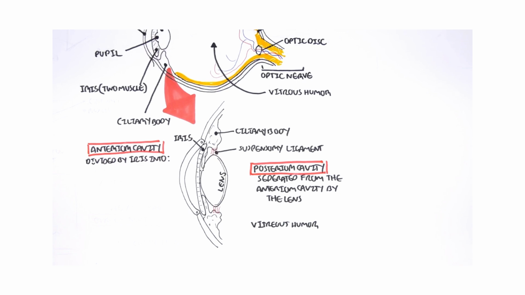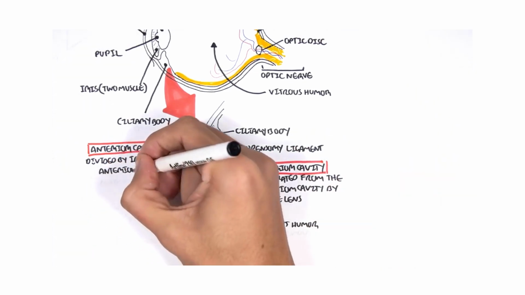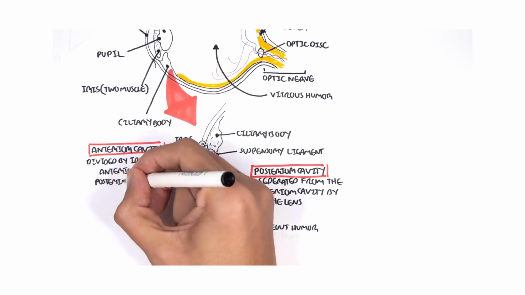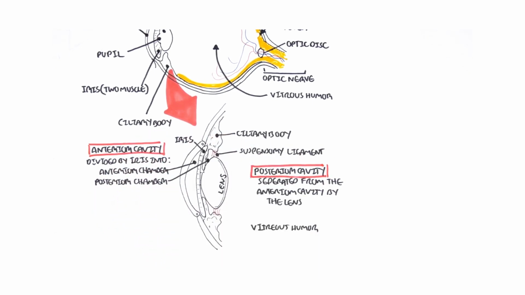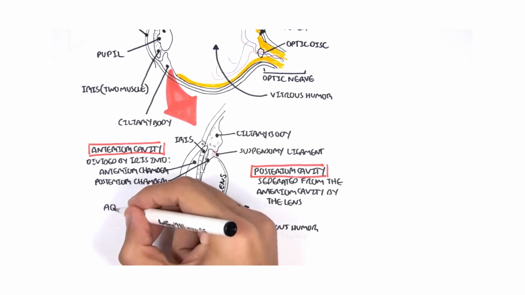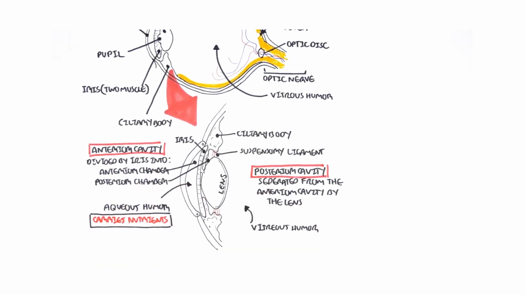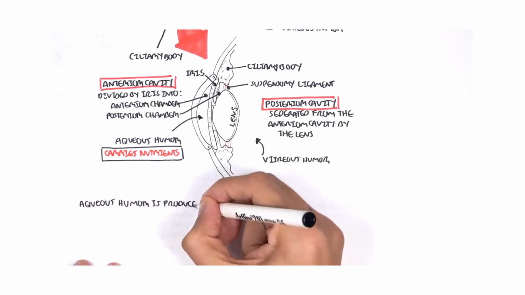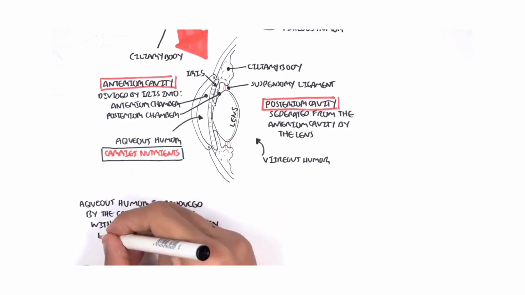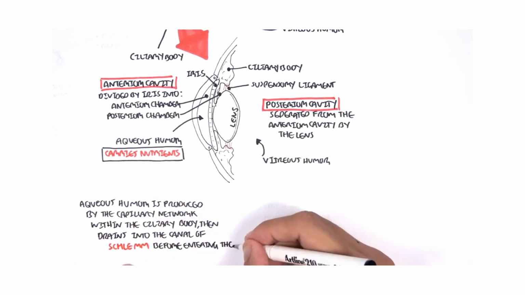Okay, now let us talk about the anterior cavity, which, as I mentioned, is separated from the posterior cavity by the lens. But the anterior cavity can be further divided by the iris into the anterior chamber and posterior chamber. The anterior cavity, unlike the posterior cavity, contains a fluid called the aqueous humor. The aqueous humor carries nutrients for the anterior structures of the eye. The aqueous humor is produced by the capillary network within the ciliary bodies, then drains into the canal of Schlemm before entering the blood.